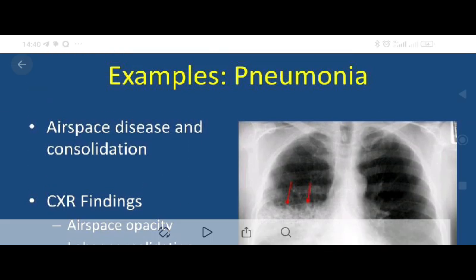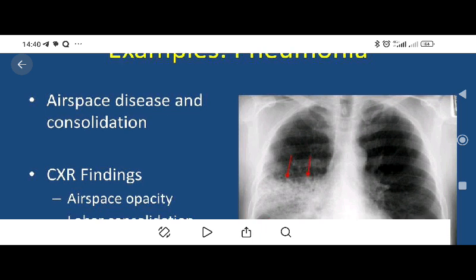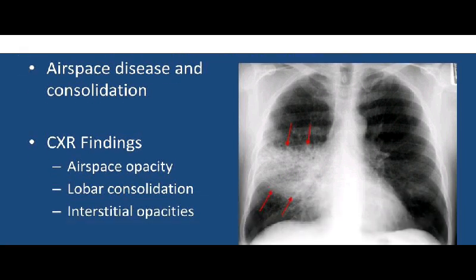Now, you can see pneumonia, airspace disease, or consolidation. Pneumonia normally, remember I told you that these things come with signs. Now you can see this one. You see a consolidation in the middle lobe. In the chest X-ray finding, you see airspace opacity, lobar consolidation.